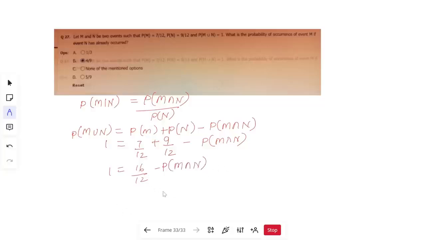Finally, solving it, we will get the value as 16 by 12 minus 1, which is equal to 4 by 12. Now we will simply substitute in this formula. We have found the upper value, which is 4 by 12, and the lower value is 9 by 12. When you solve it further, you will get the answer as 4 by 9. Hence the correct answer for this question is 4 by 9.